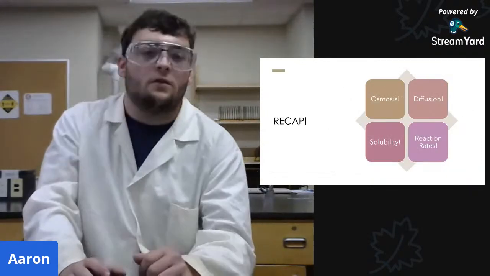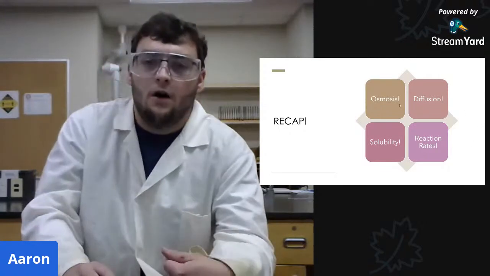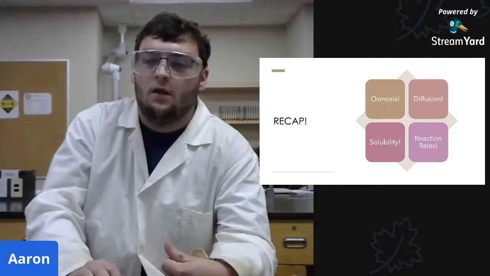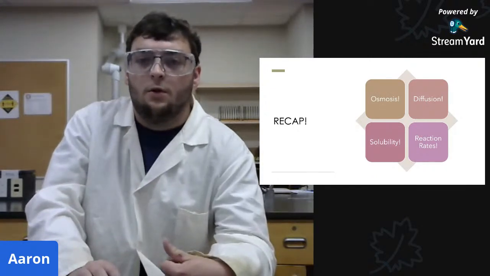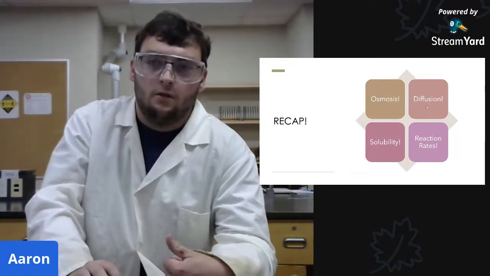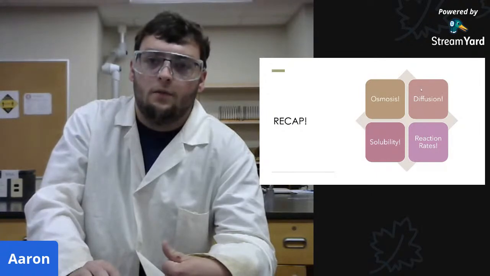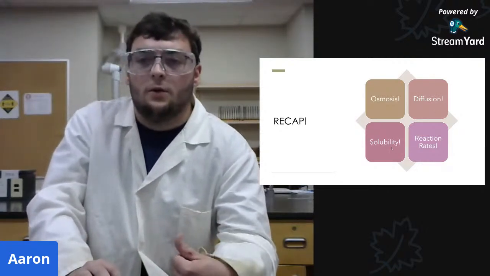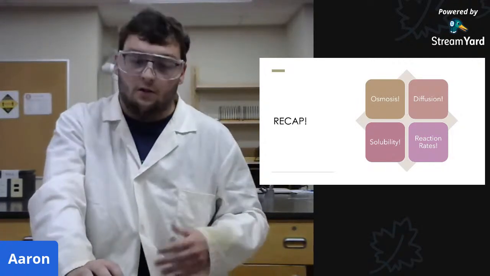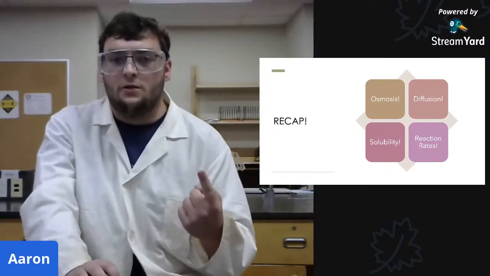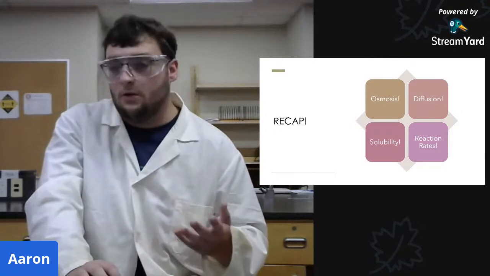So just a quick recap, because we covered a lot of topics today. So osmosis is the flow of particles through a semi-permeable membrane in order to reach equilibrium. Diffusion is also the flow of the substance to reach equilibrium, but it doesn't involve a semi-permeable membrane. Solubility is the ability for a substance to dissolve in something else, and the rate of reaction can be affected by temperature, surface area, and agitation or stirring.